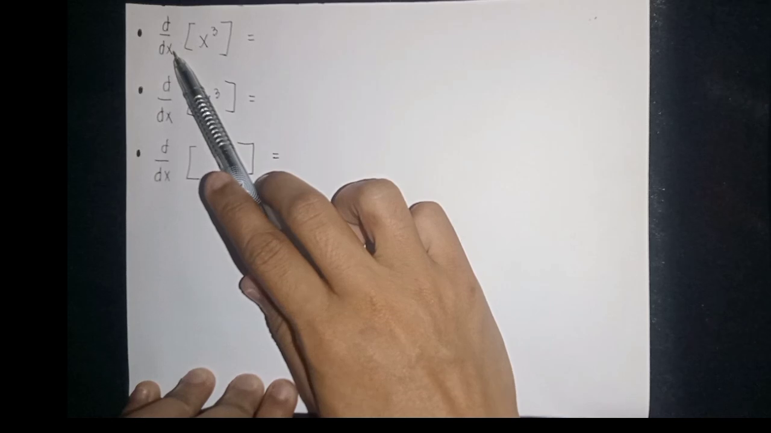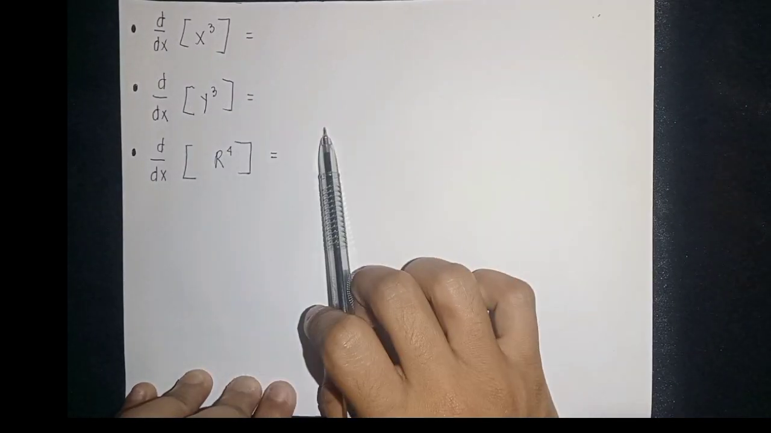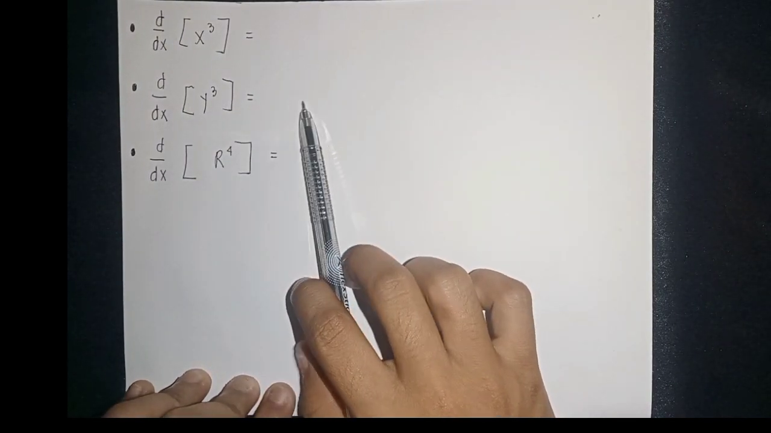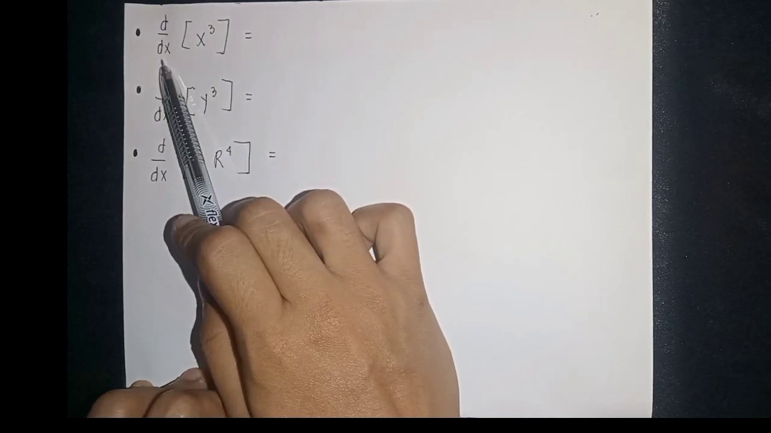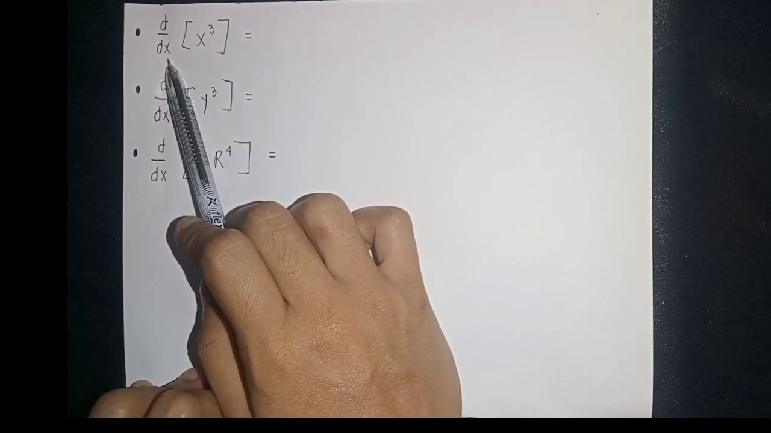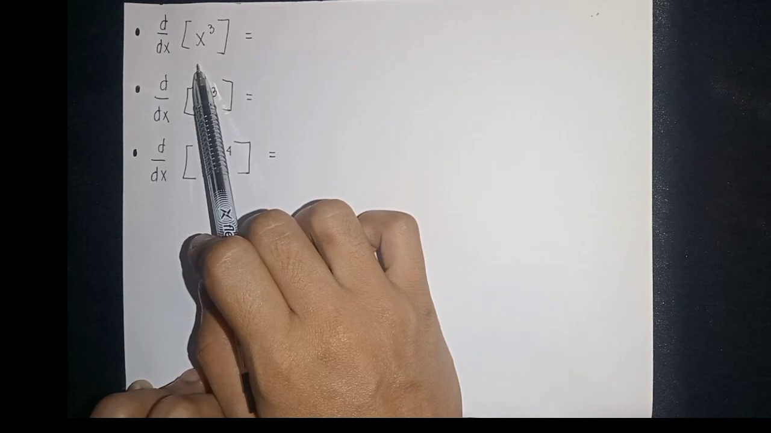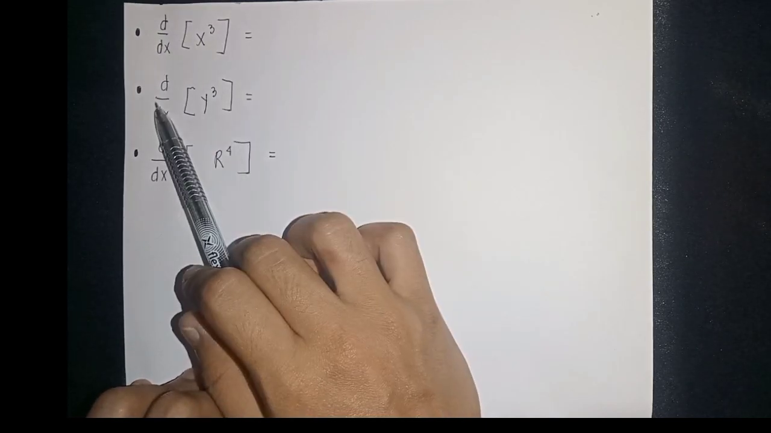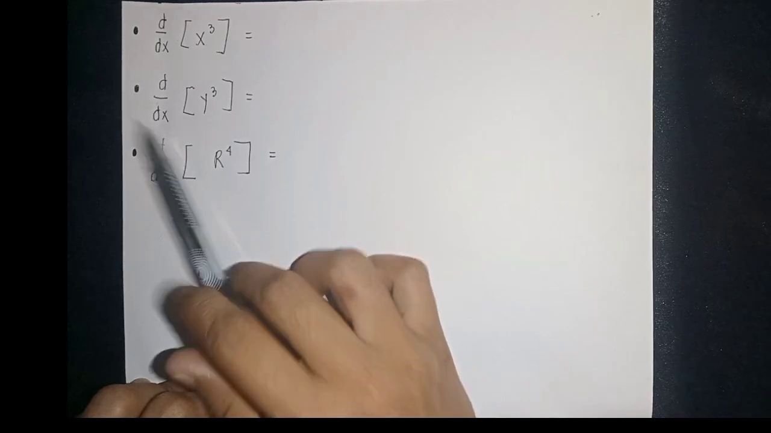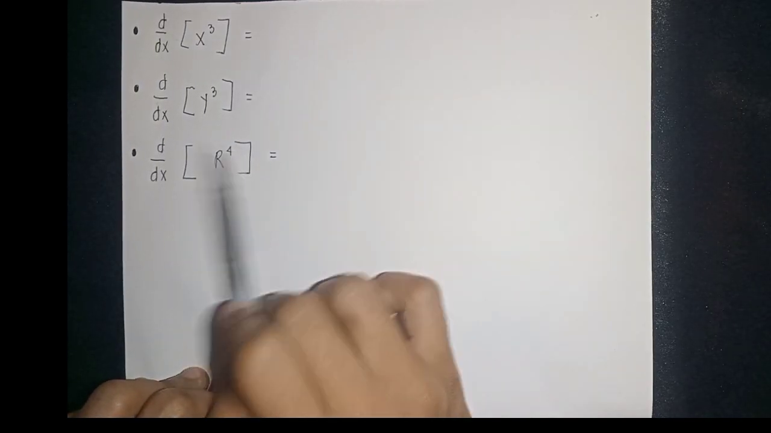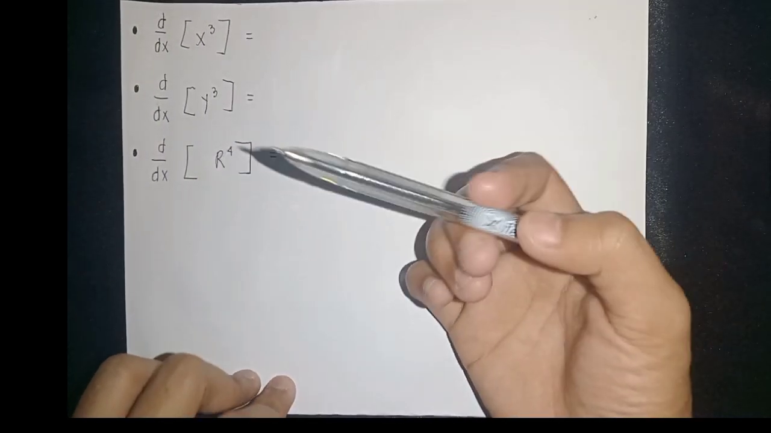So we notice that there are different functions inside the equation that we need to differentiate. So here we have the derivative of x cubed with respect to x, and then the second one is the derivative of y cubed with respect to x, and then the third one is the derivative of r raised to 4 with respect to x.